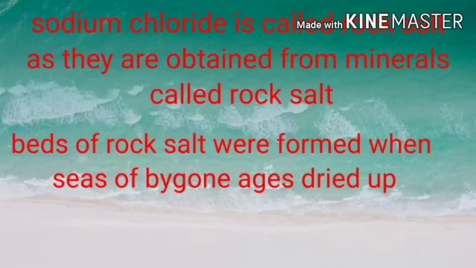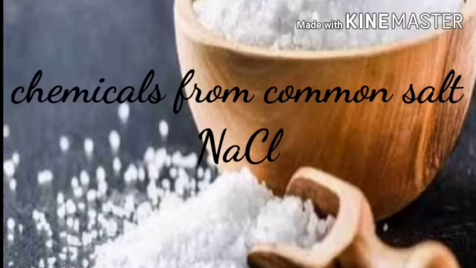Sodium chloride is called rock salt, as it is obtained from minerals called rock salt. Beds of rock salt were formed when seas of bygone ages dried up. Common salt is used in making various materials like sodium hydroxide, baking soda, washing soda, bleaching powder, and many more.